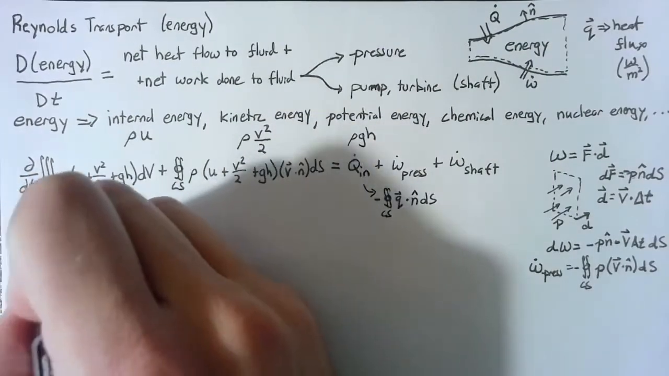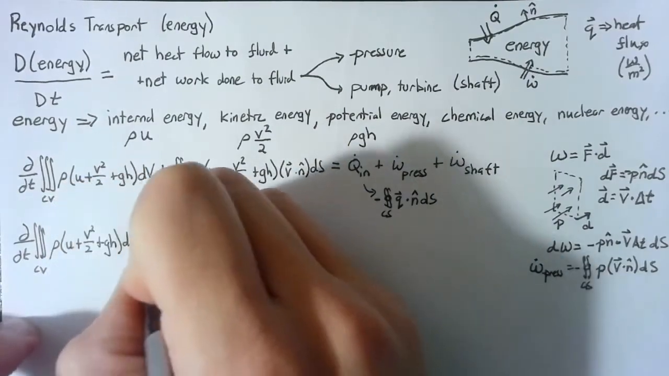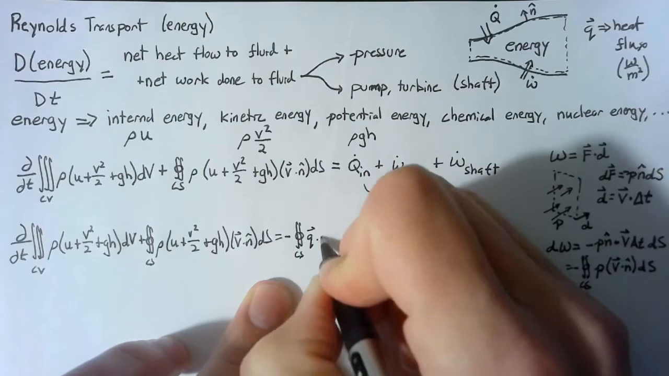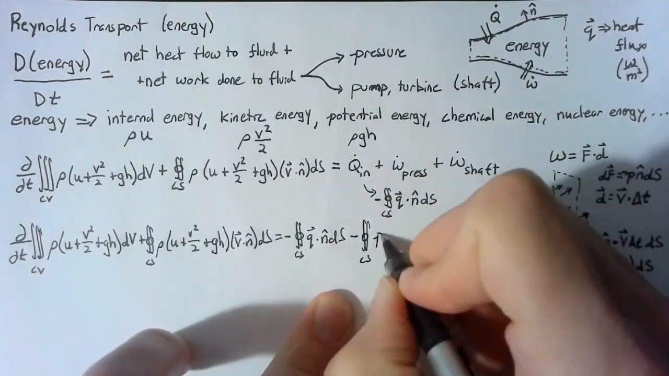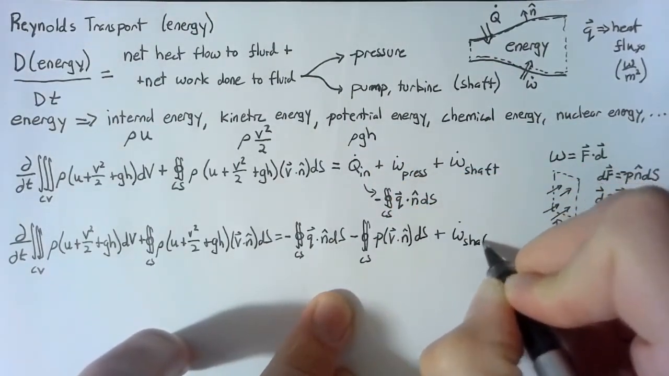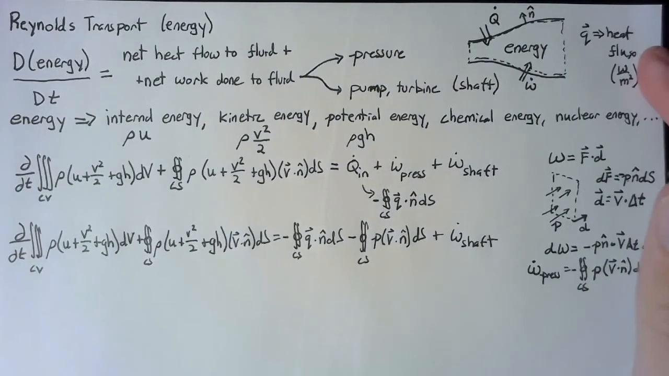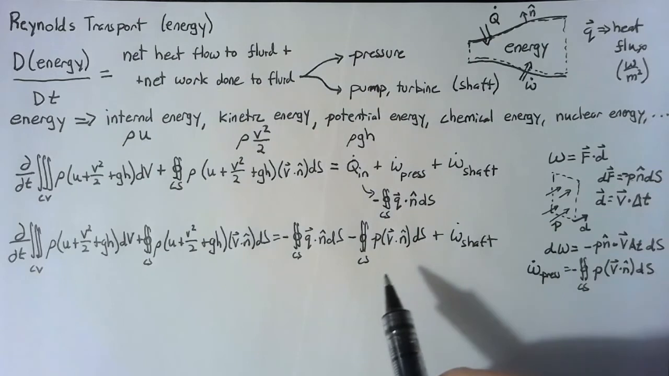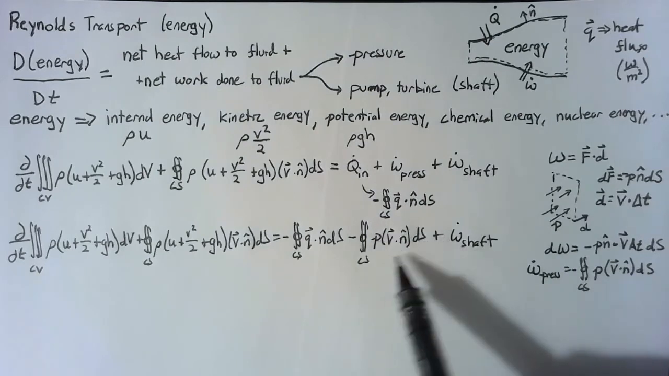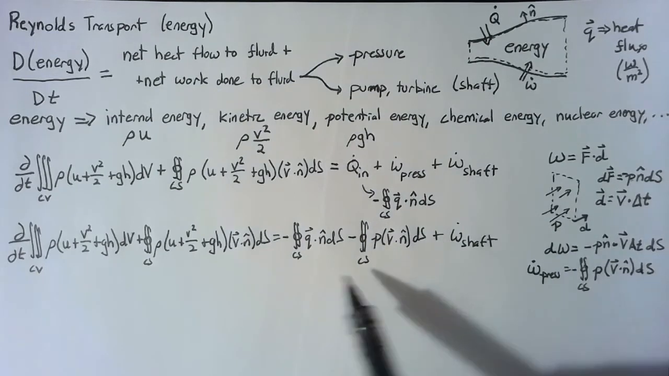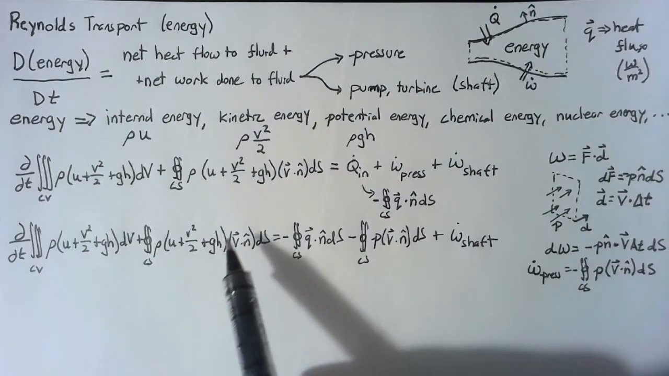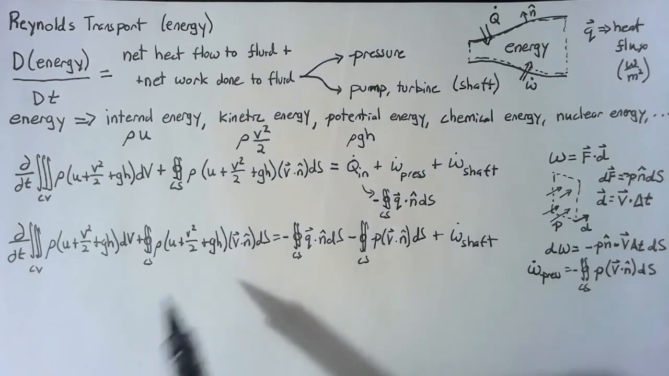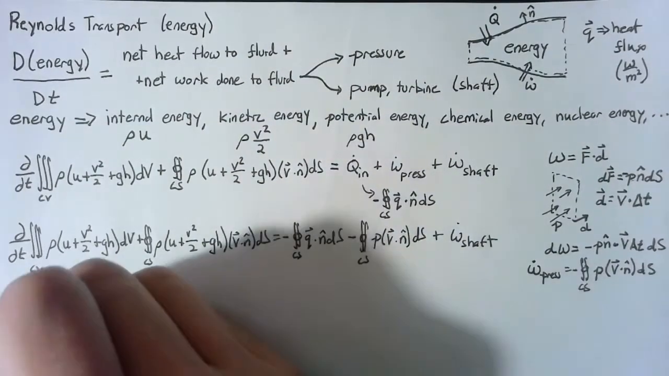So let's write all this out. And like we said before, we're just leaving this shaft work alone, and we're only expanding the heat flux and the work done by pressure. Now, we can actually simplify this a little bit by recognizing that this integral here has essentially the same form as the second integral on the left-hand side. So we can move this over to the left-hand side to get this basically as simple as we can manage.